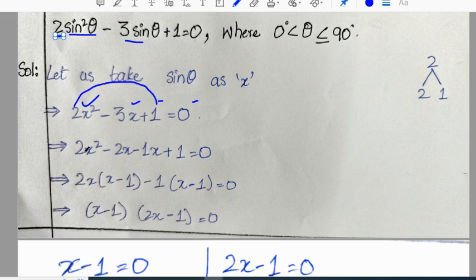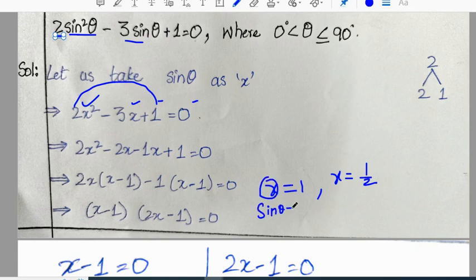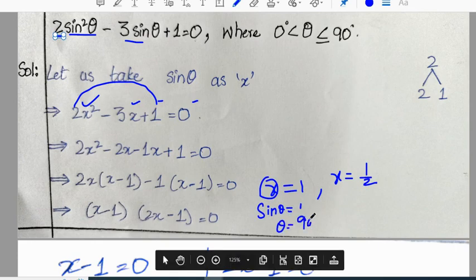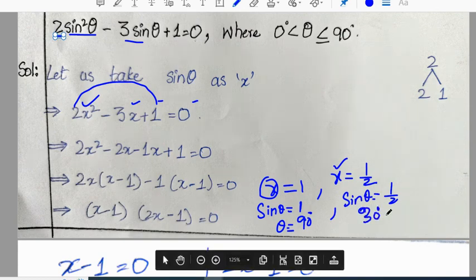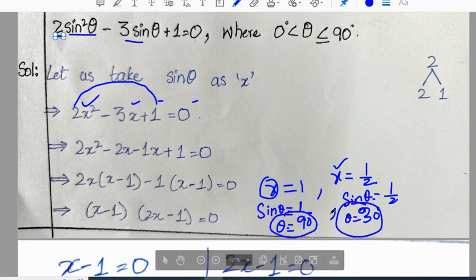We will do factorization. If you do factorization, we will get x value as 1 and x value as 1 by 2. If x is equal to 1, we assumed x as sine theta, so sine theta is equal to 1. Obviously, theta is equal to 90 degrees. So x is equal to 1 by 2, so sine theta is equal to 1 by 2. Reason is we have assumed x as sine theta. In sine, angle 30 degrees is 1 by 2. So theta is equal to 30 degrees. So the answer for this question is 30 degrees or 90 degrees.